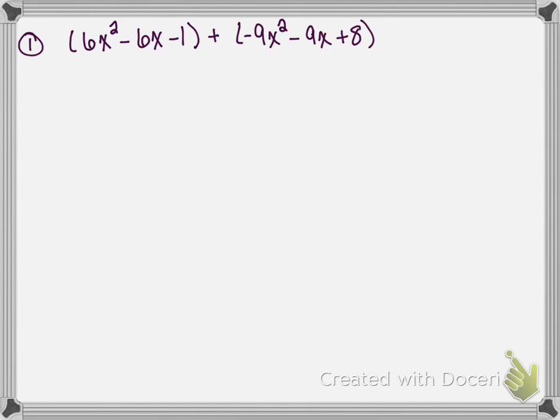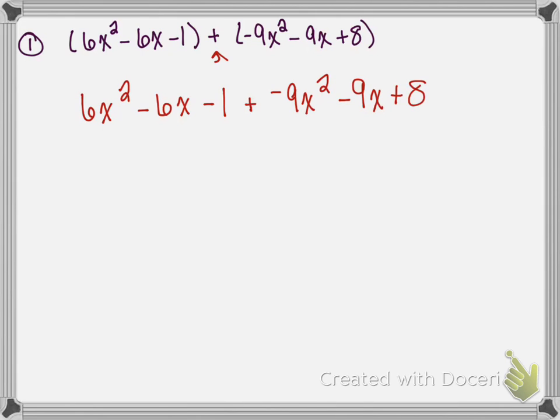There is nothing inside of either one of these. The second thing that we ask ourselves, is there anything that needs to be distributed? And we have a plus sign right here, so that does not need to be distributed. So I can rewrite this as 6x squared minus 6x minus 1 plus negative 9x squared minus 9x plus 8. Now, many of my students don't rewrite it, and that's okay. But I'm rewriting it to show you that what I've done is I've dropped the parentheses.